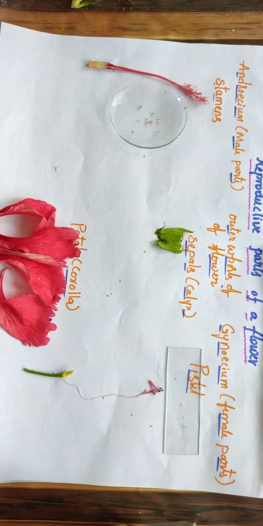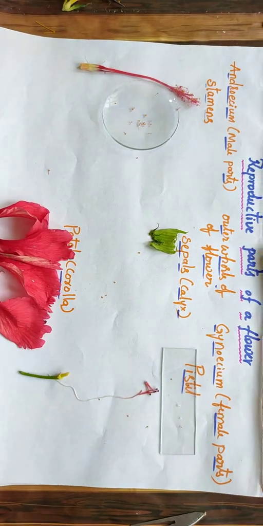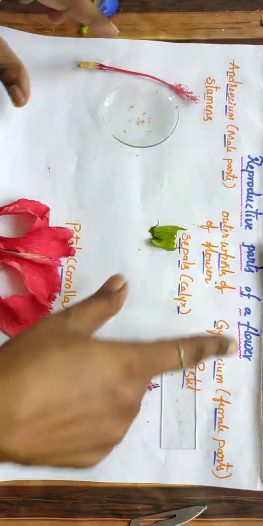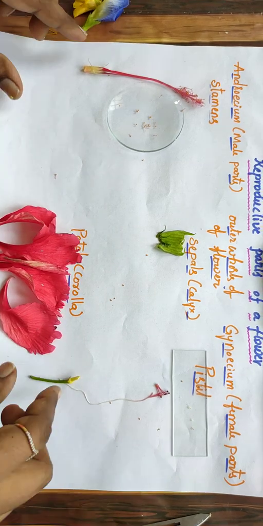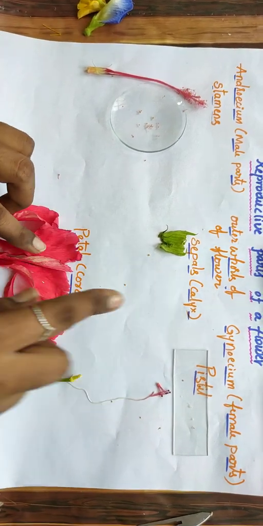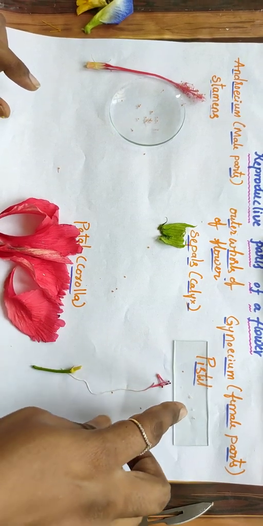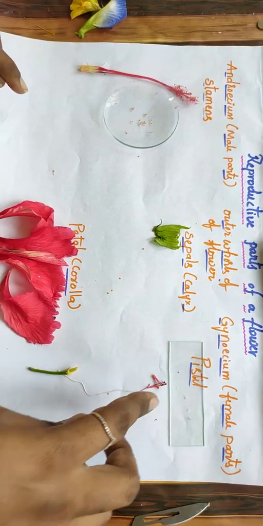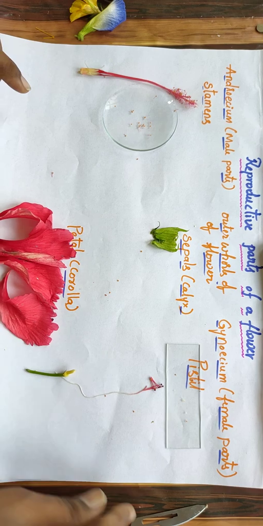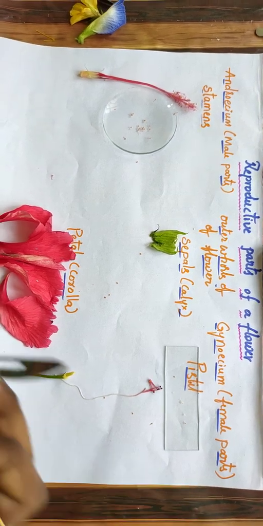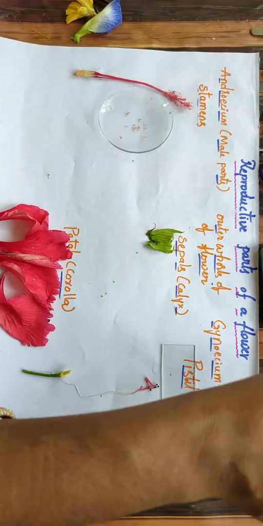I hope you understood about the dissection of a flower, and these are the reproductive parts of a flower. Clearly you can watch it. Sepals, petals, stamens, and the pistil, that is the style, stigma, and ovary. I hope you got a clear picture of the reproductive parts of a flower.